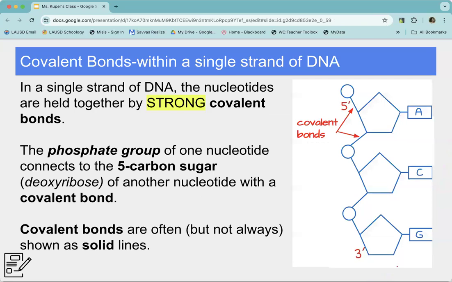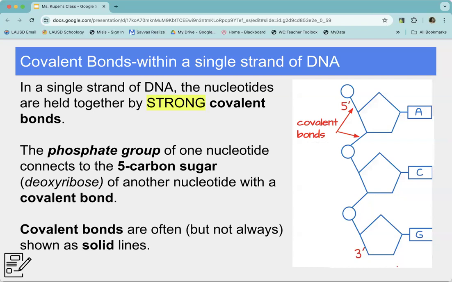Now, how are these strands held together? Well, in a single strand of DNA, and remember that DNA is double-stranded, but in that one single strand, those nucleotides, the phosphate group, the 5-carbon sugar, and the base, are held together by strong covalent bonds. Okay, these covalent bonds are very strong. They're really difficult to break.